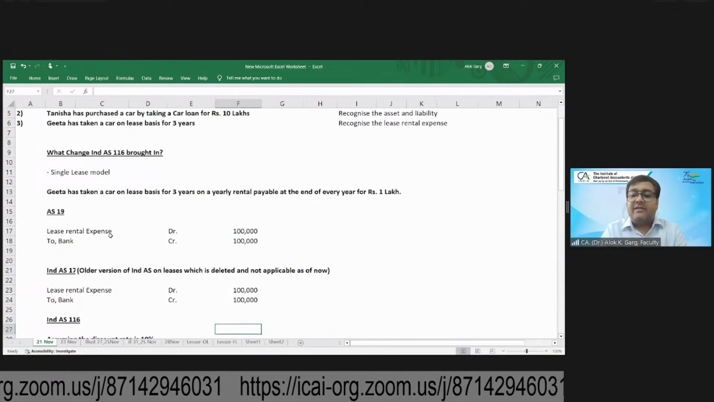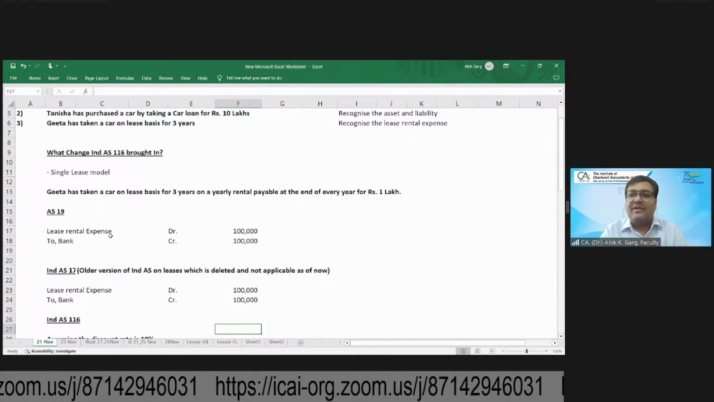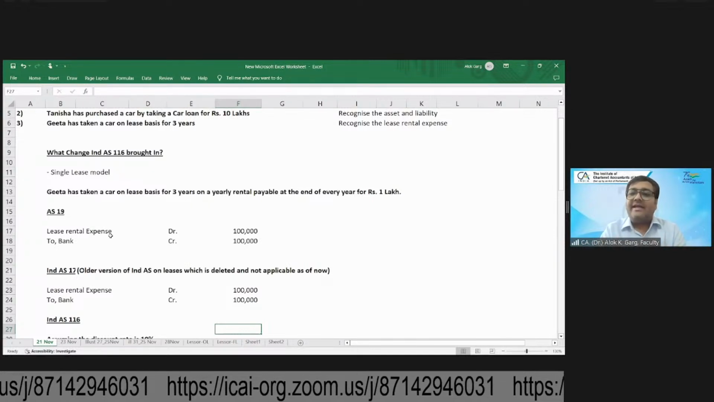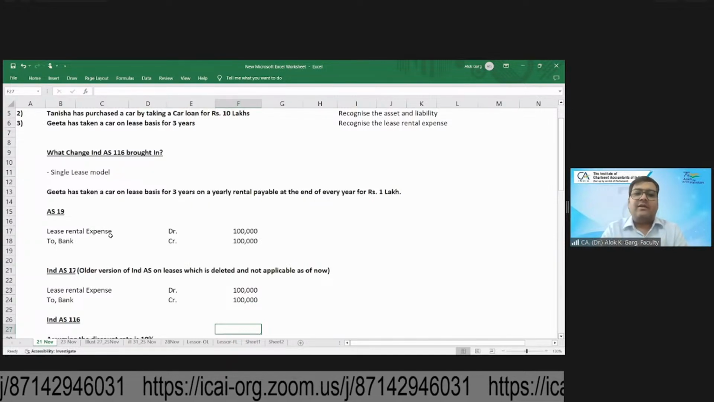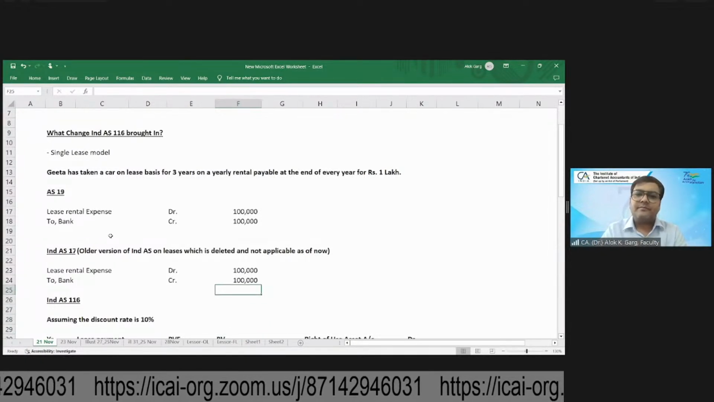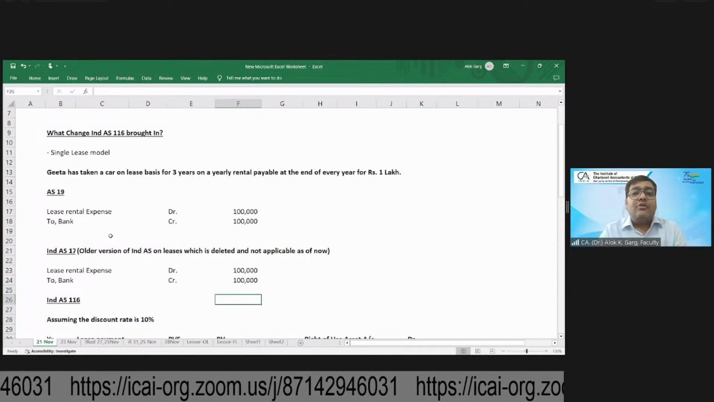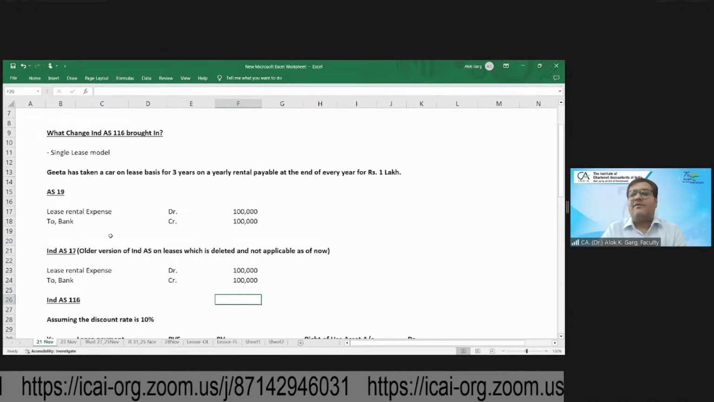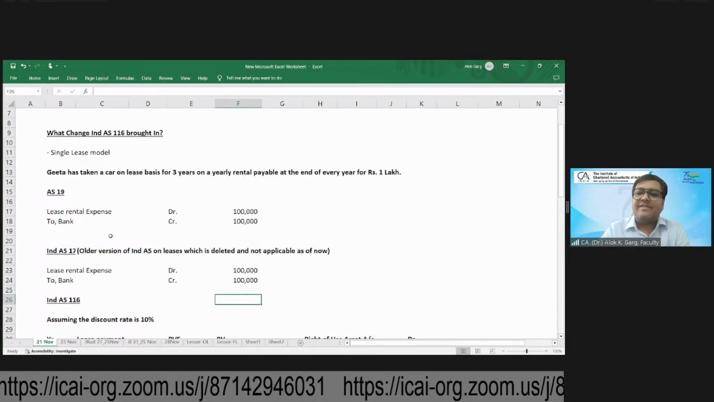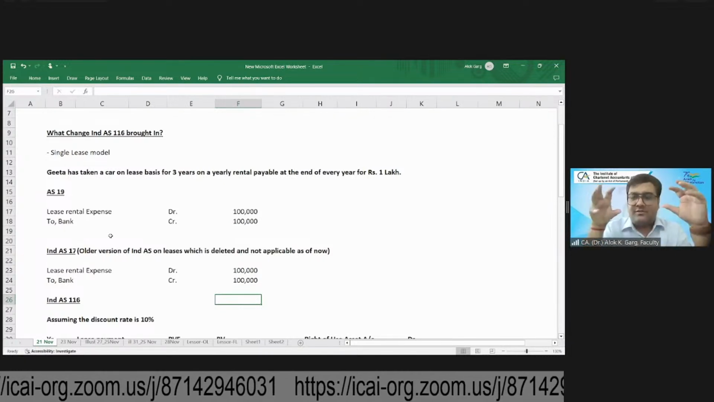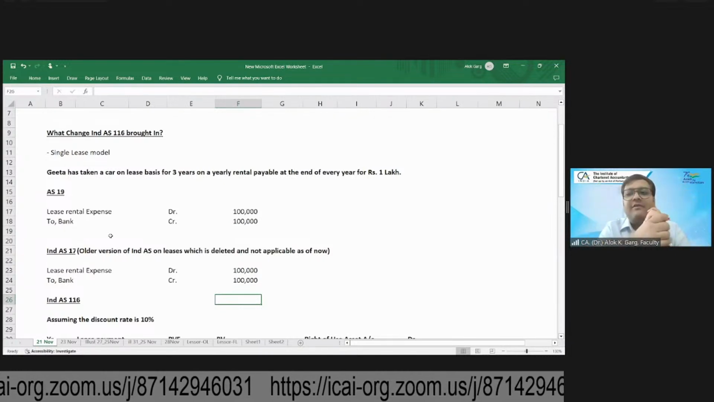Ind AS 17, the older version of Ind AS on leases, which is deleted and not applicable as of now, also has given the same accounting, lease rental expense account debit to bank account, correct? As I told you, Ind AS 116 has given a single lease model. What did Ind AS 116 say? Ind AS 116 said that for a period of use, what is the period of use here?